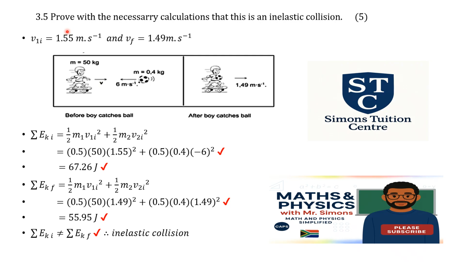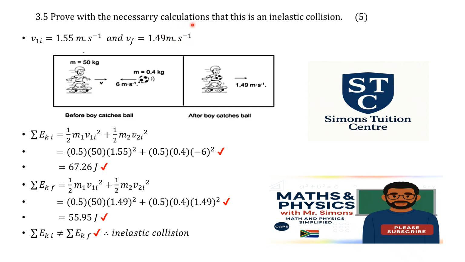Prove with the necessary calculations that this is an inelastic collision. Number one, in an elastic collision, we should remember that kinetic energy is conserved. The kinetic energy I had before must equal my kinetic energy after. In an inelastic collision, kinetic energy is not conserved. We calculated that the boy on the skateboard's initial velocity is 1.55 meters per second, but after he catches the ball, it becomes 1.49 meters per second.